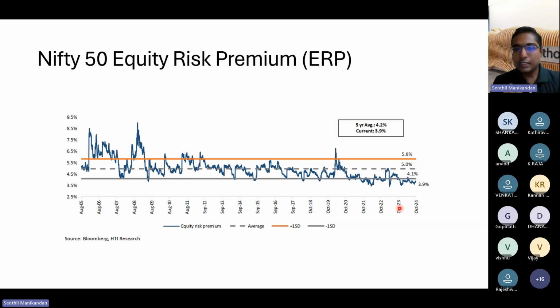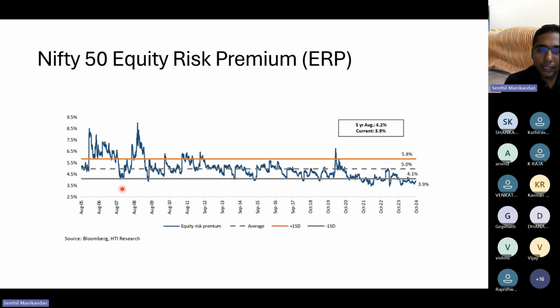So here, if you see the Nifty over the last 20 years, you can clearly see that whenever the market is overvalued, our risk premium is close to around 3.5. That's when we have to be very cautious in terms of the overall market.